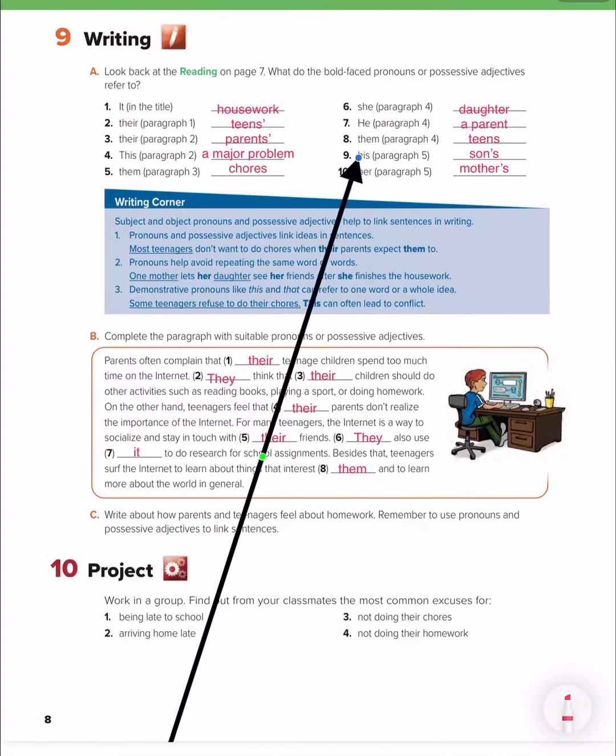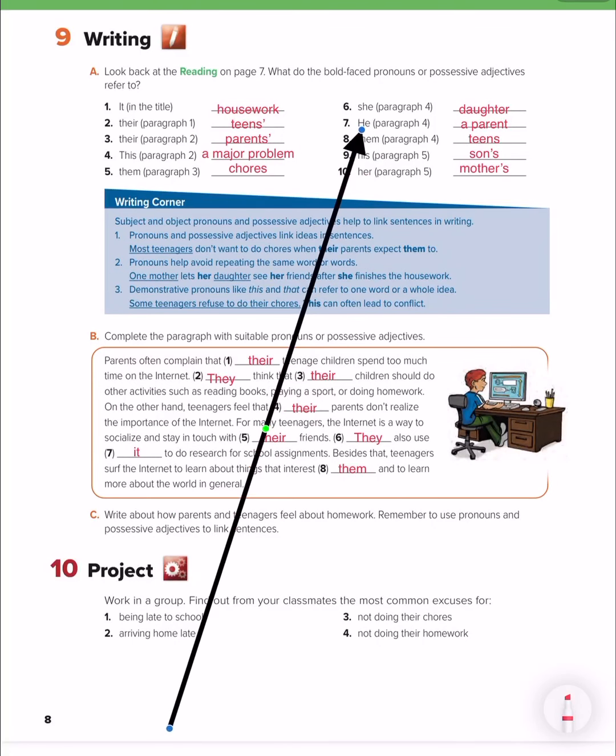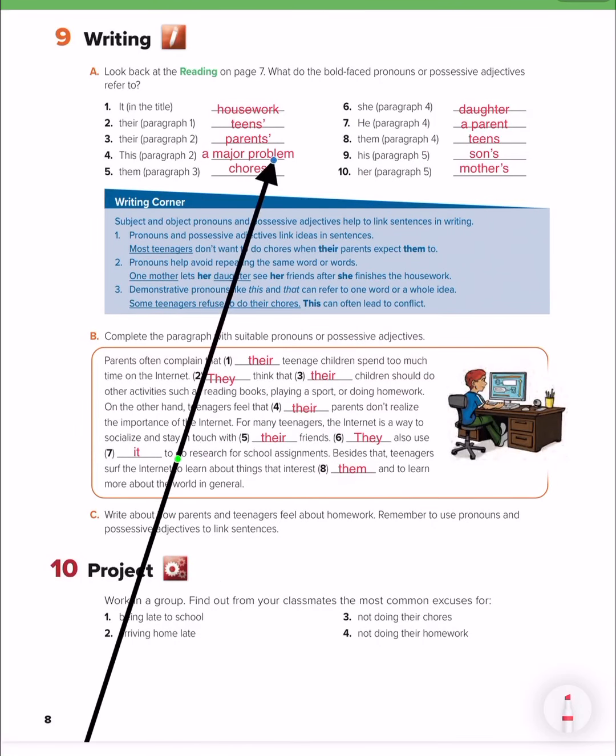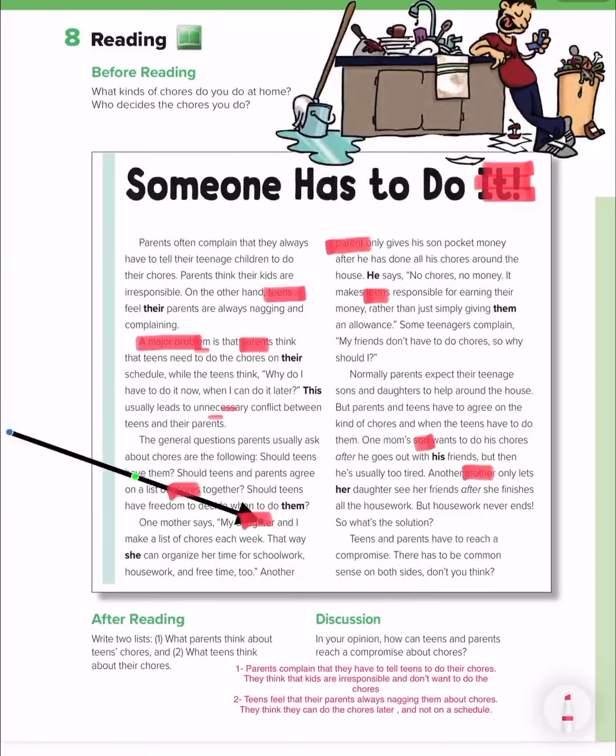Then, number 7, he. He here, in paragraph 4, it refers to what? Look, he, it refers to a parent, okay? Parents. And we have here them, it refers to teens, okay? Teens. It makes teens responsible for earning their money rather than just simply giving them an allowance. So them here, it refers to teens.